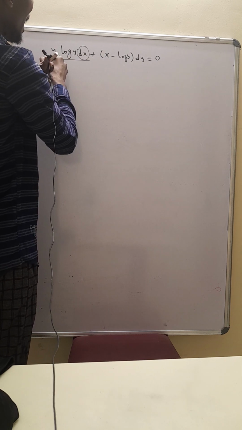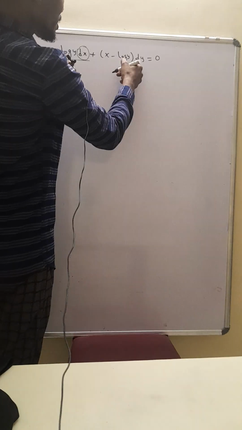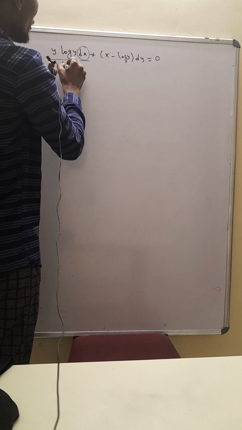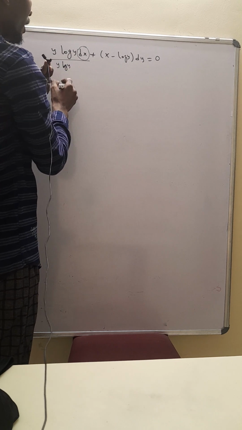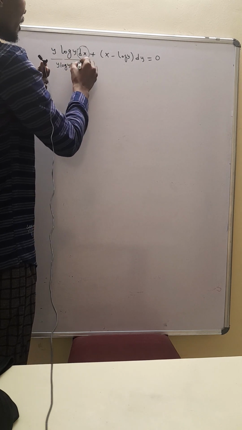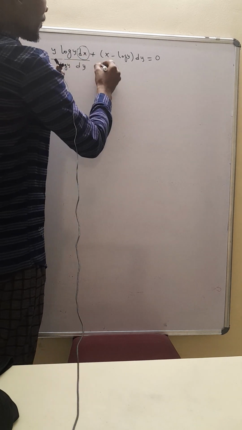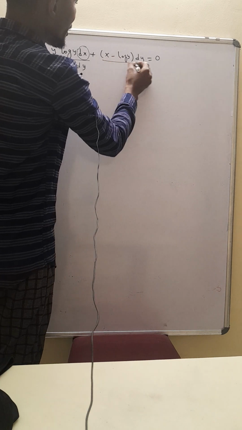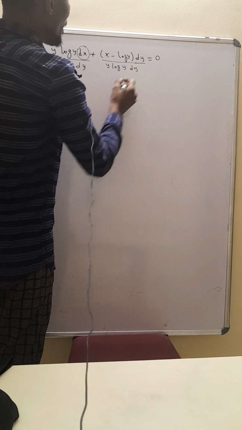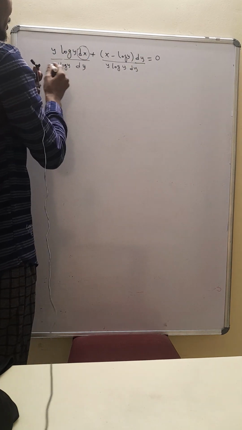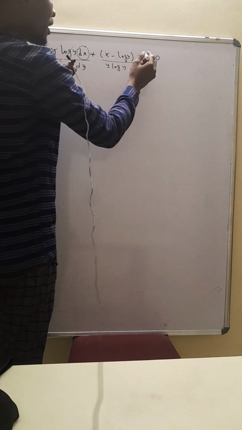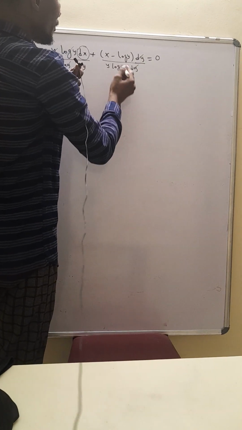This guy must come out of here, and this guy must come out of here and come here. So I will divide this dy, y by log y, just like this. Y by log y, then dy. Then here I will do the same. Y log y dy, just like this. So this y log y will be cancelled out, and here dy, dy, then this will remain the same.